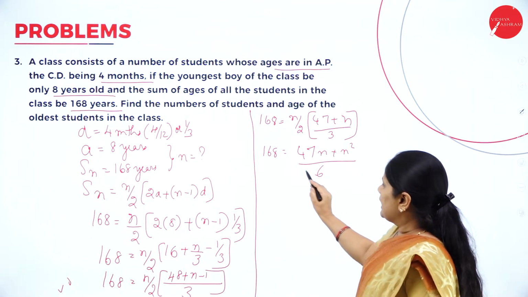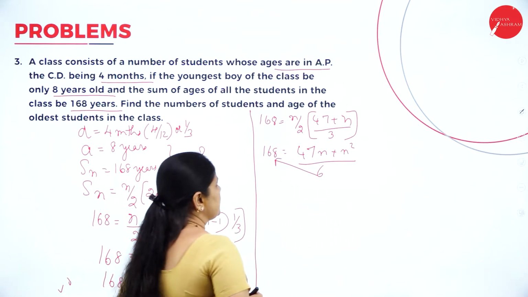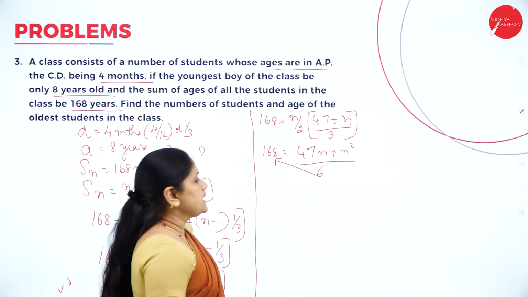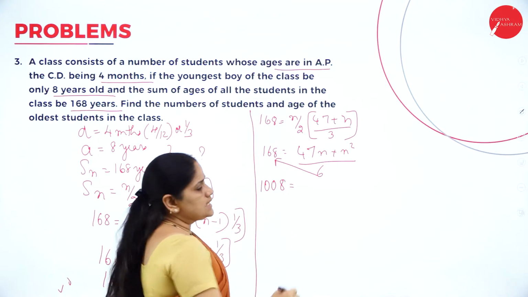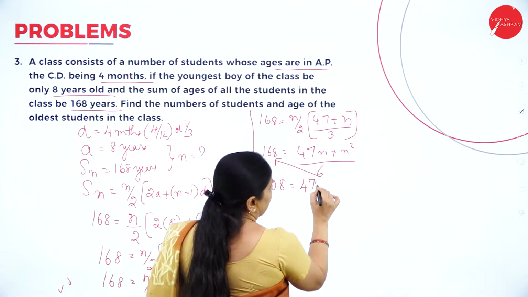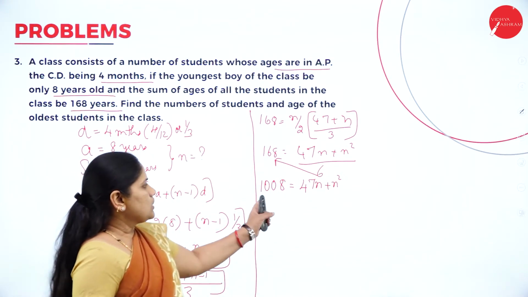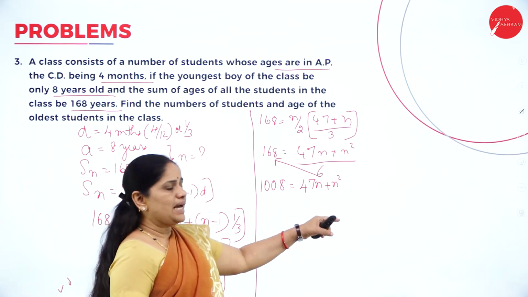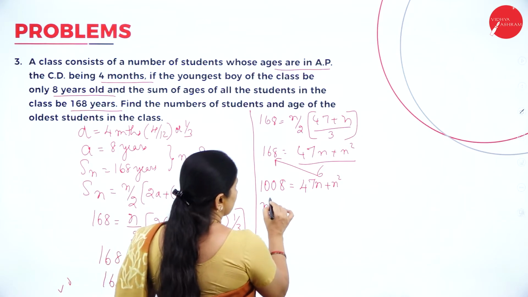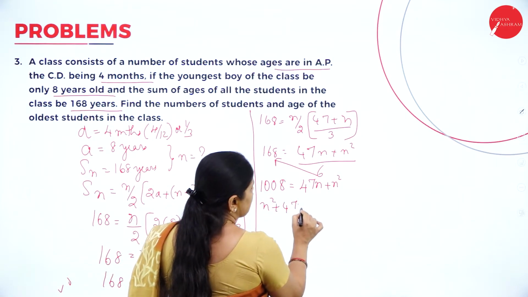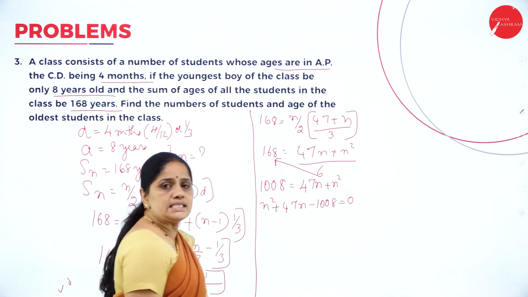So now I cross multiply this here. So this comes up to 168 into 6, it comes up to 1008 equals 47n plus n square. Okay, so 1008 equals 47n plus n square. Now I rearrange the equation. So n square plus 47n minus 1008 equals 0.